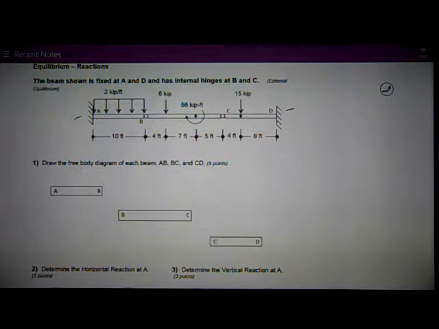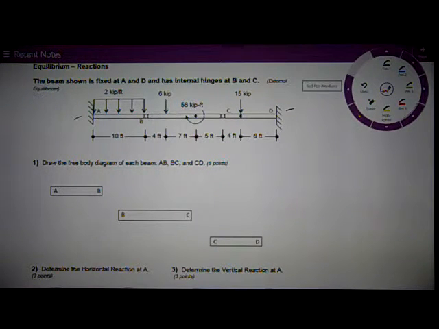The key to these frames is to break them up into three separate parts, or in this case three, and analyze each separately, because we don't have enough equations of equilibrium to analyze it all together. So the key is to break it up into parts and put equal and opposite reactions where the parts come together.